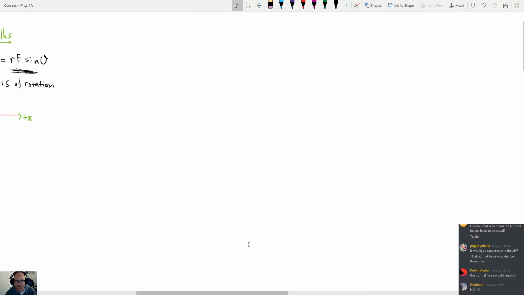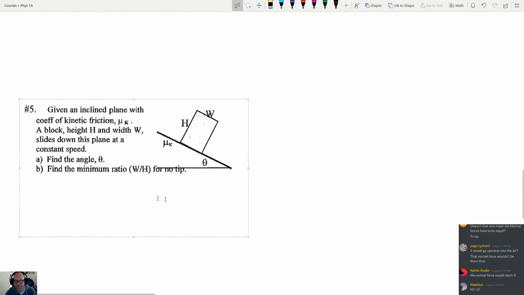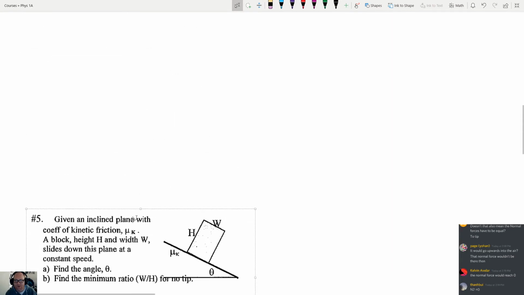Okay, so I think I just put that problem directly below it, right? Left a whole bunch of room. So now we want to try this one.